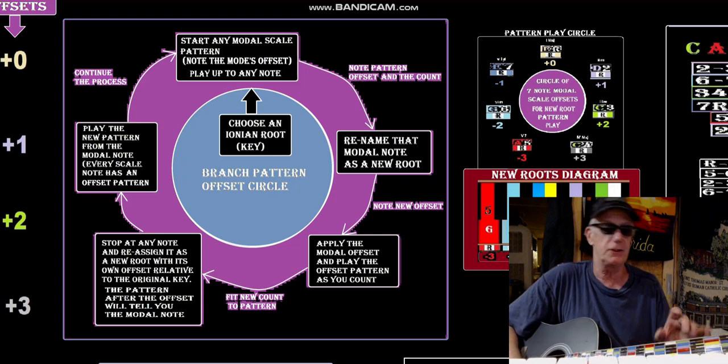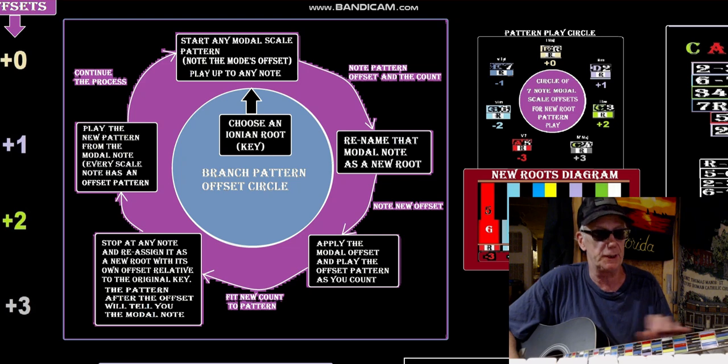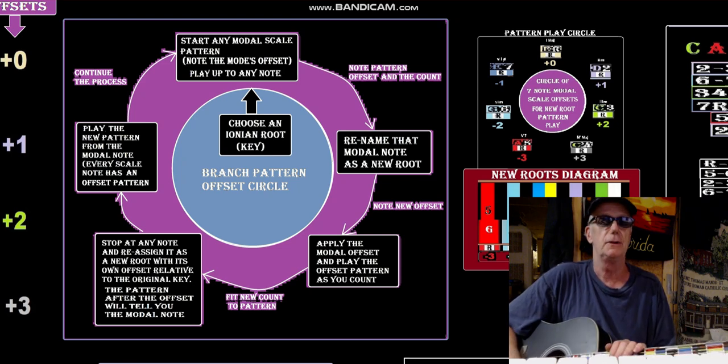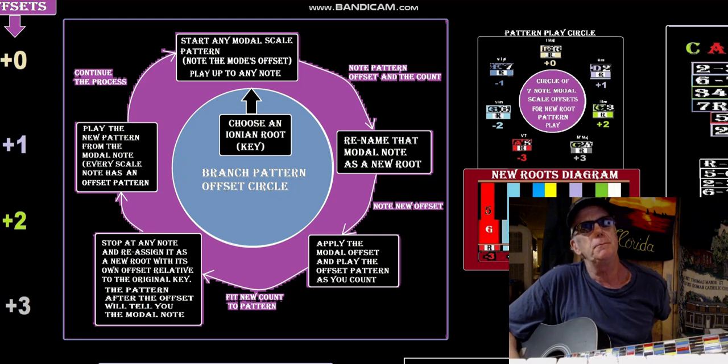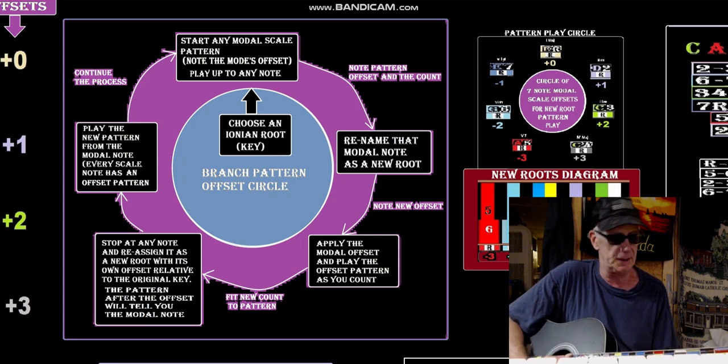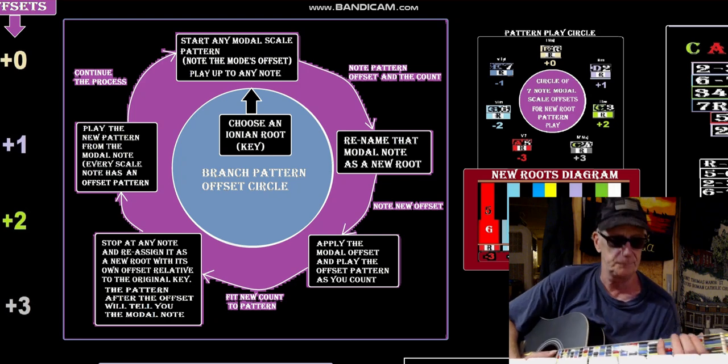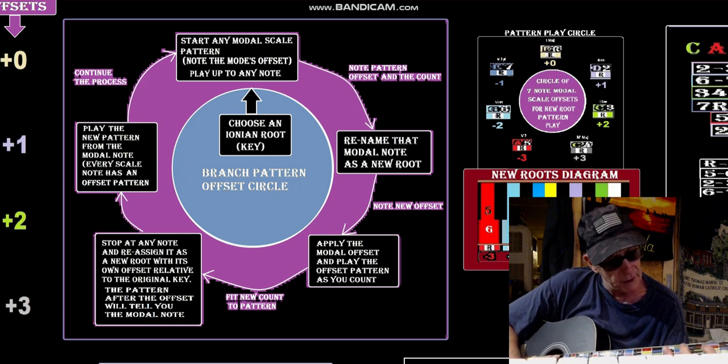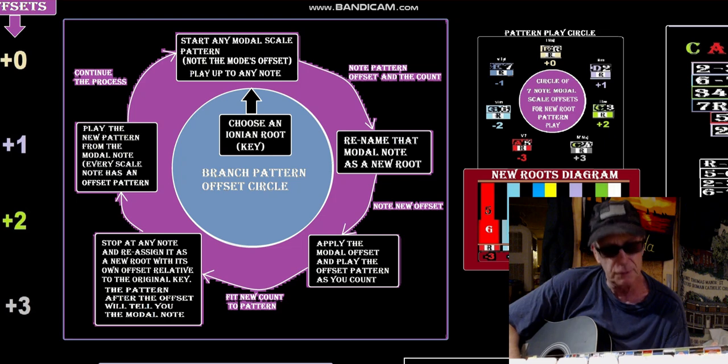Okay, because there's some new magic brewing on the fretboard. Alright, and let's see what it's about. Start any modal scale pattern. Note the mode's offset. So let's start with, I don't know, a Dorian pattern down here. Root, 2, 3, 4, 5, 6, 7, root.